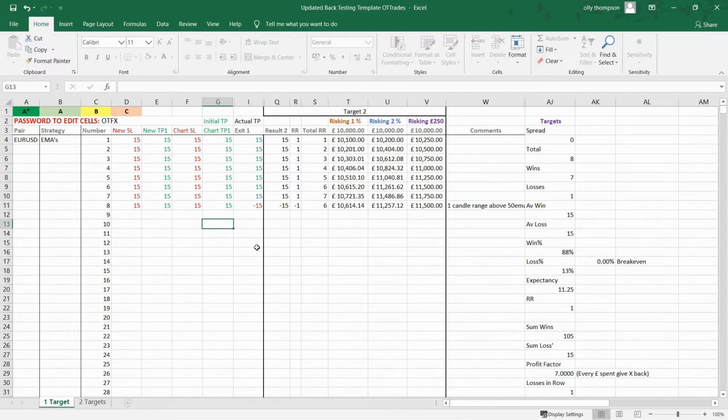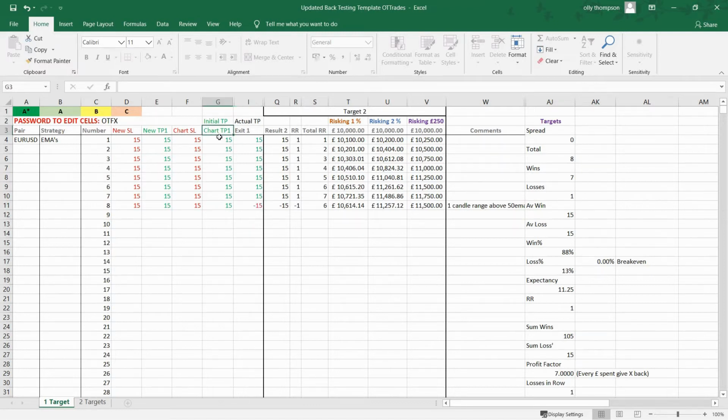But if I carried on testing and testing and testing, we'd probably have this many losers in a row as well at some point during the testing. So do not think just because I've shown you 8 trades, do not go and live test this. You need to go and test this yourself.